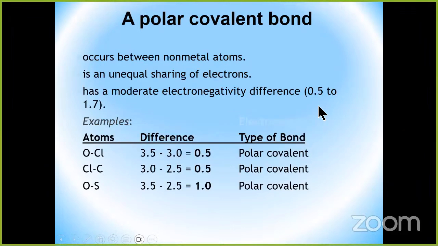Then we have the polar covalent. The criteria for that is that the difference is between 0.5 and 1.7. If that's the case, then that bond is considered, for most intents and purposes, to be polar covalent.